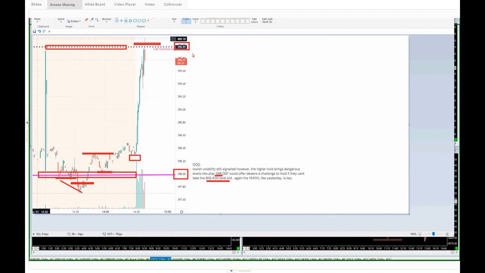398 up to 400. And what happened at 400? It stopped moving higher. Just jammed it completely at that point.